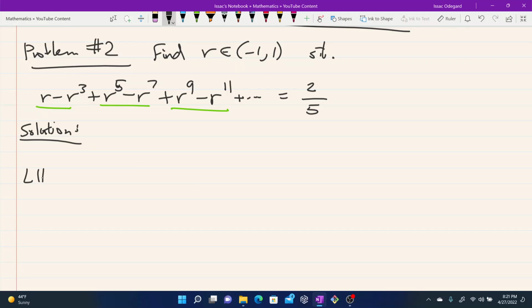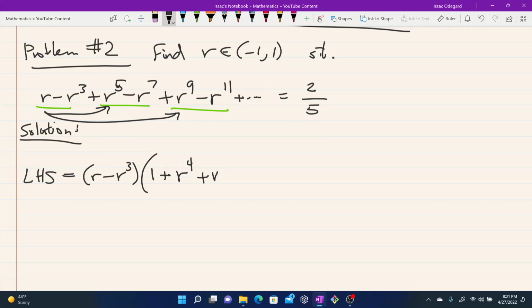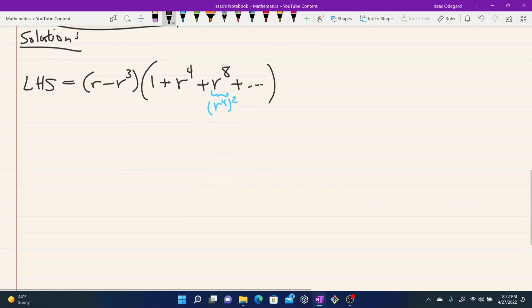So the solution here would go as follows. The left-hand side, I can just factor out r minus r cubed. There's one of them from the first term. To get the next one, I have to jump by 4 powers of r, so I have to multiply by r to the fourth. And then from here to here, I'm multiplying by r to the eighth, and so on. But that's r to the eighth is just r to the fourth squared, right?